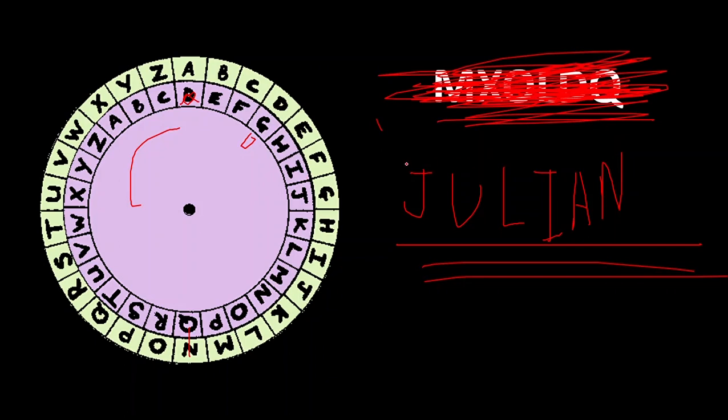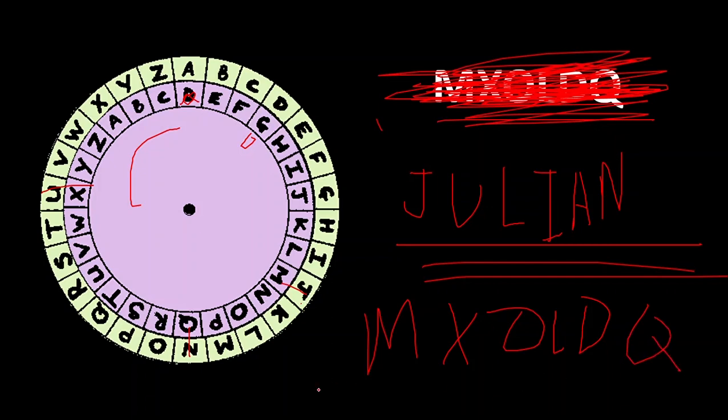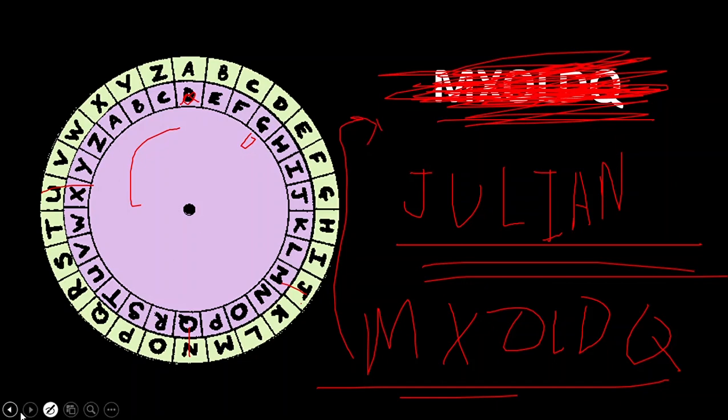So now the scenario is that these are green letters and we're going to convert them into purple ones. The green J is going to be M. The green U is somewhere here and it's going to be X. The green L is O. The green I is L. The green A is D. And the green N is Q. As you can see, it's exactly the same. It's really simple, it's not that hard.